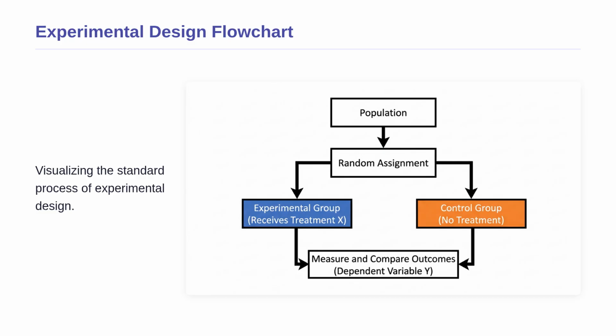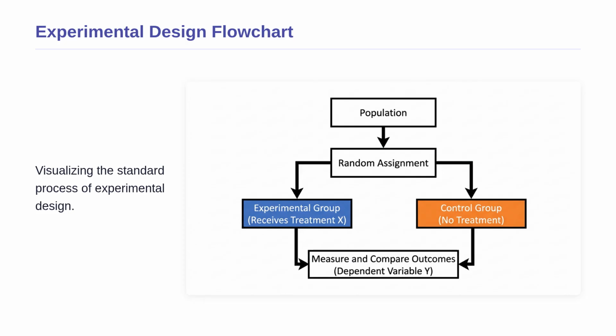To visualize this structure we just discussed, let us look at this flow chart of experimental design. At the very top, we start with our target population. Following the arrow down, we reach random assignment, which is the critical splitting point. From here, the path branches into two distinct groups.